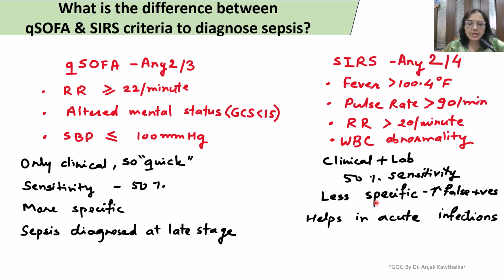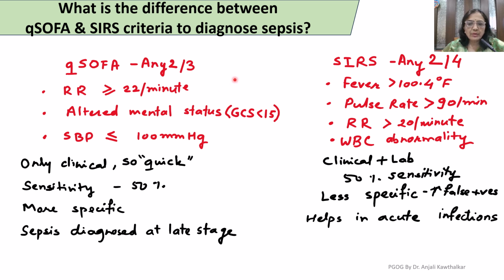Many conditions can cause an increase in the pulse rate and respiratory rate, especially during pregnancy, without the patient having any sepsis. But SIRS helps more in the detection of acute infections, whereas Q-SOFA is more specific, but it diagnoses sepsis at a late stage. That is a disadvantage of the Q-SOFA criteria. I hope this becomes clear.